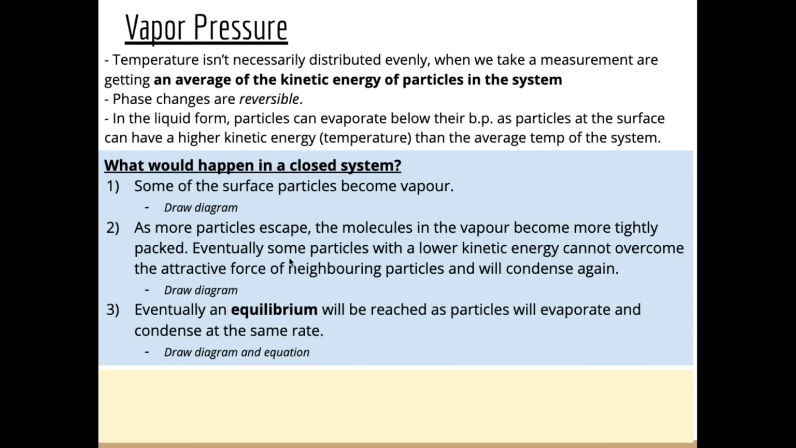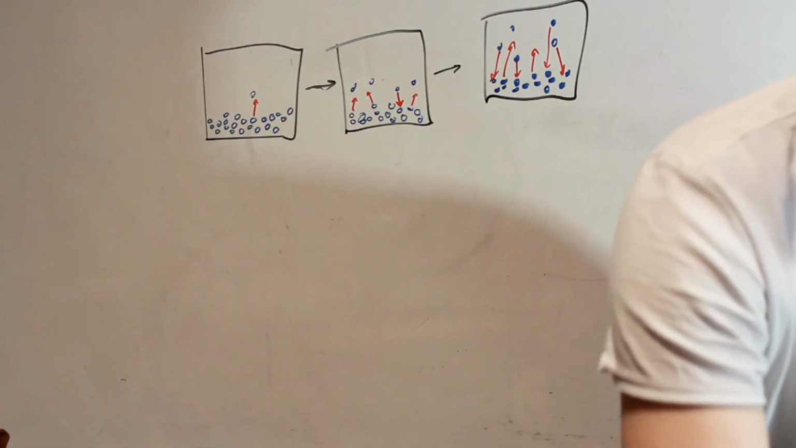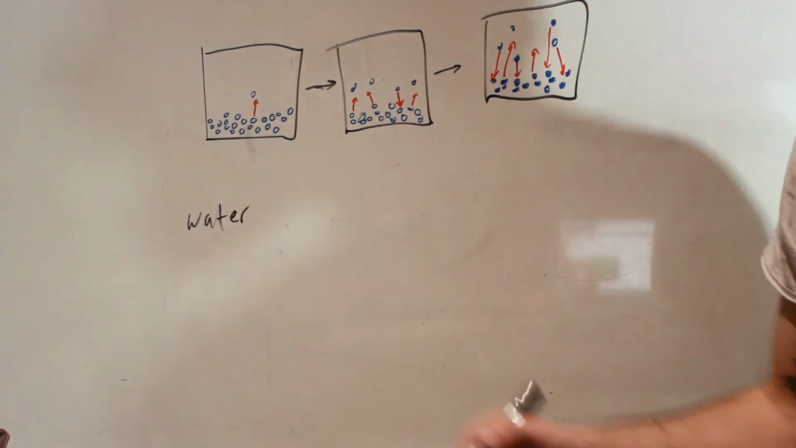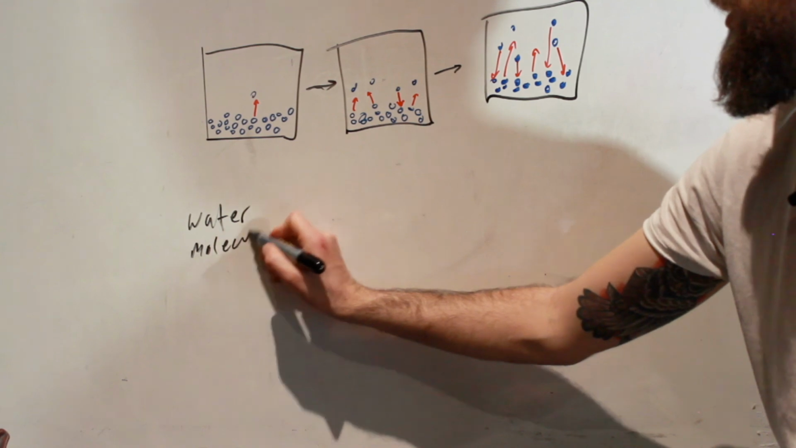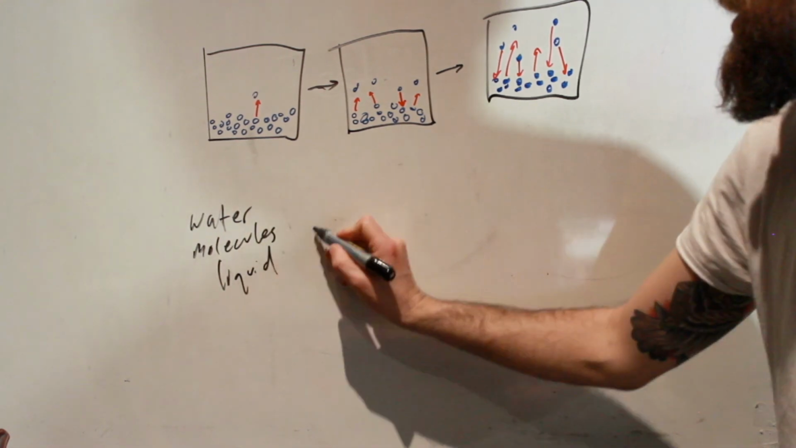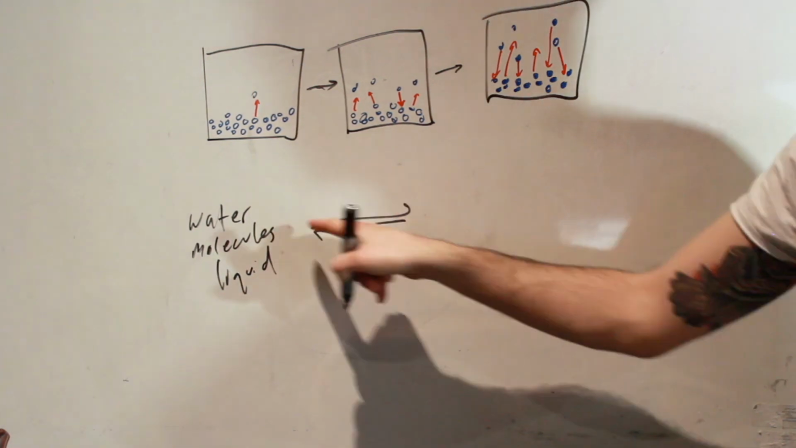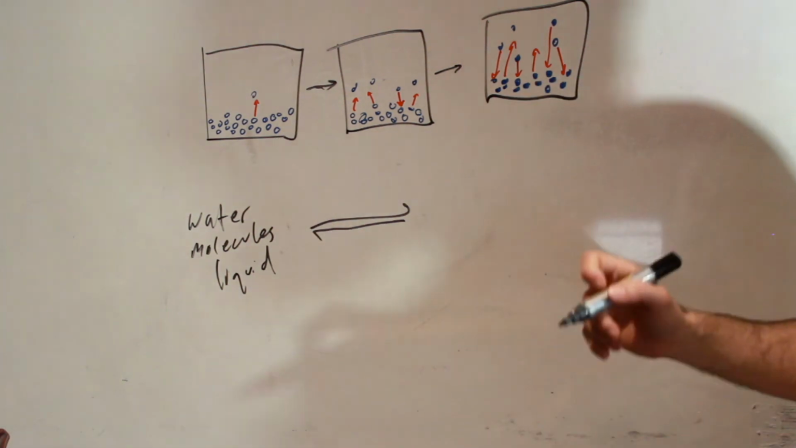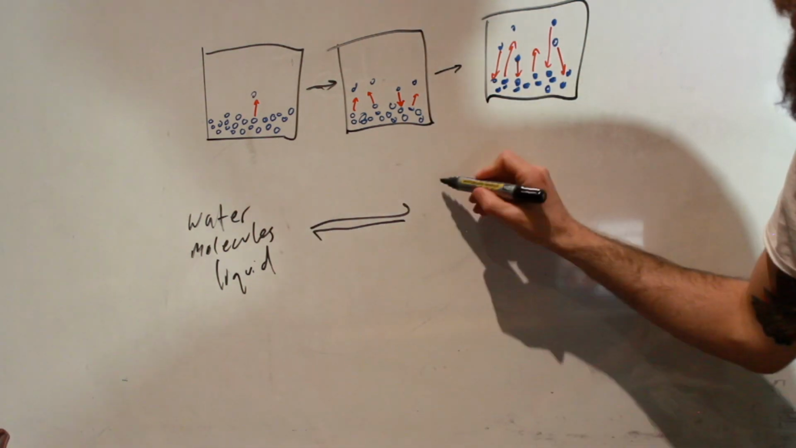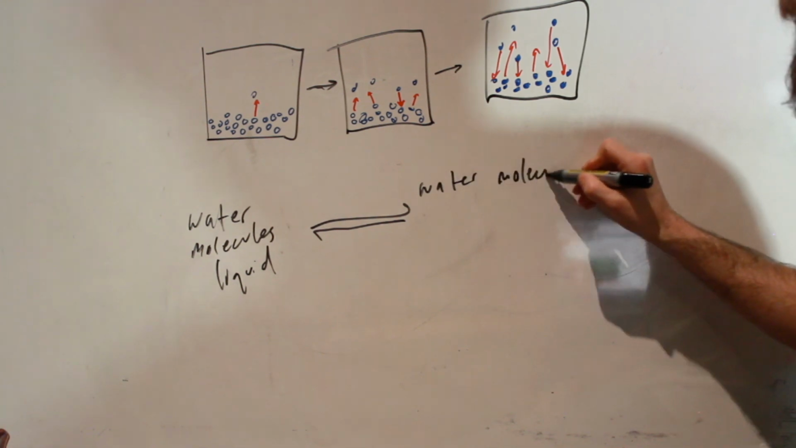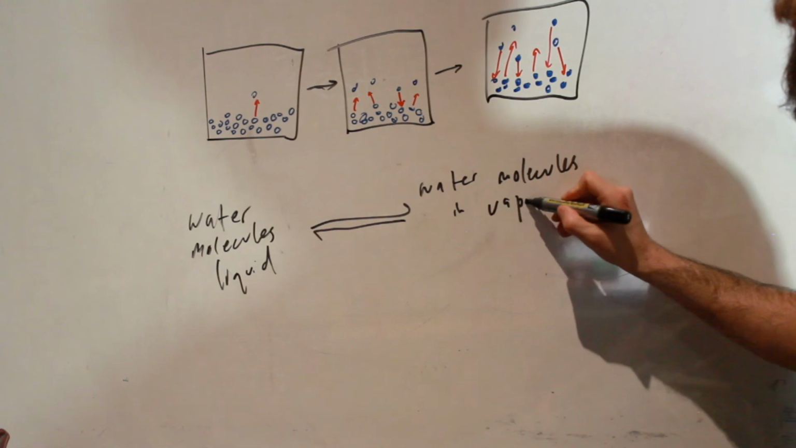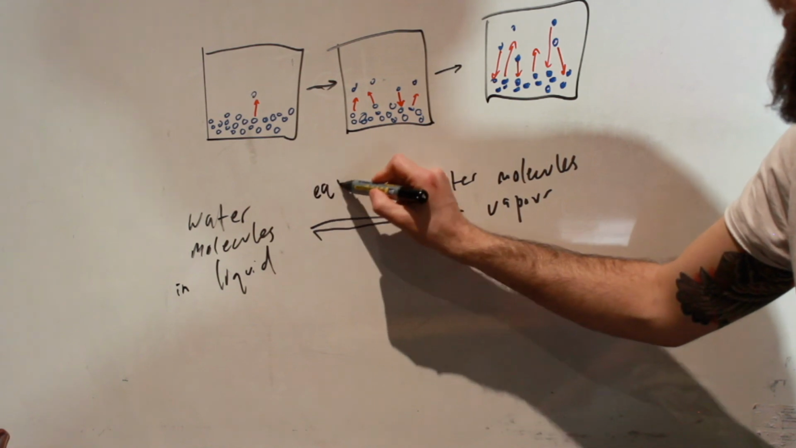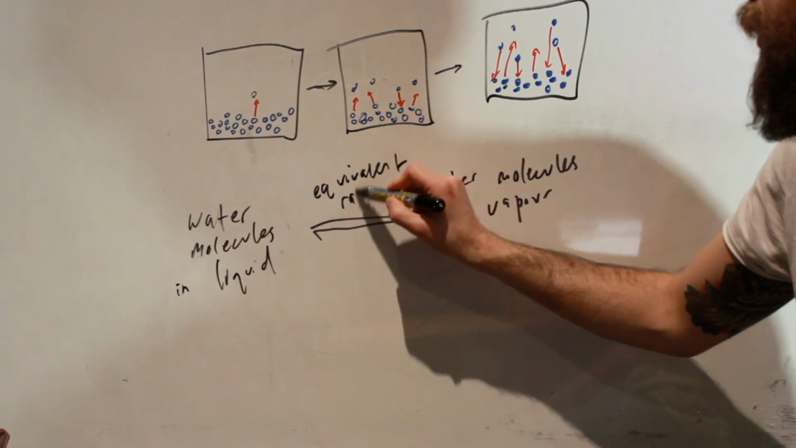All right, and we can represent that with an equation. So we would have the water molecules. If this is water, there could be any liquid, but in my case, I'm just doing it with water. Water molecules in the liquid is in an equilibrium. So this is an equilibrium arrow. This is showing that we can go this way, but we can also go this way. And in this case, it's doing this at the same rate. It's an equilibrium with the water molecules in the vapor. So this means that the rate of the change is an equivalent rate.